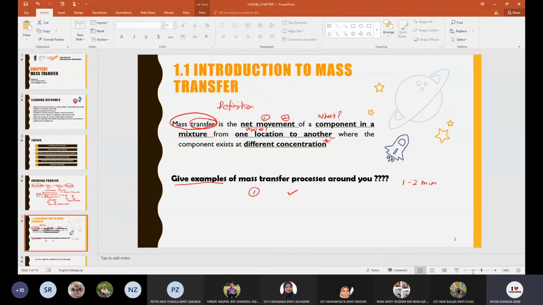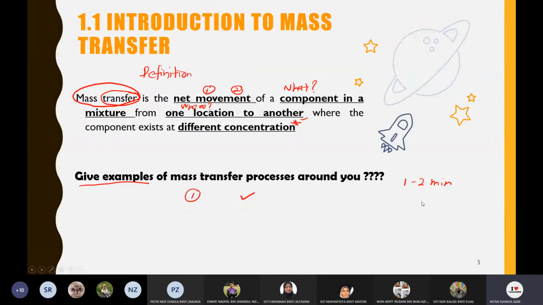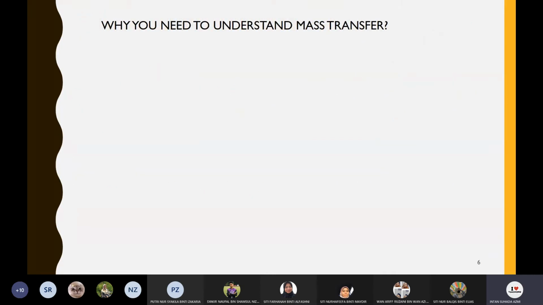So we continue back. Introduction to mass transfer. Okay, done. So why you need to understand mass transfer? Why is mass transfer so important? This is important for you to know. So I will brief about this. So I give you an example.